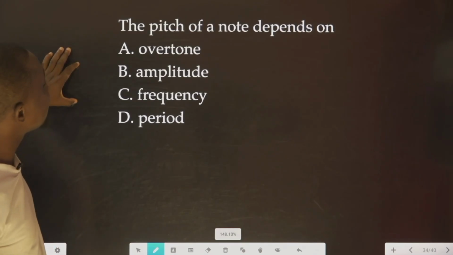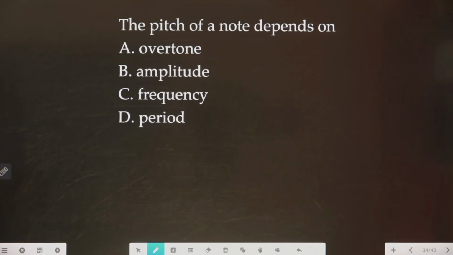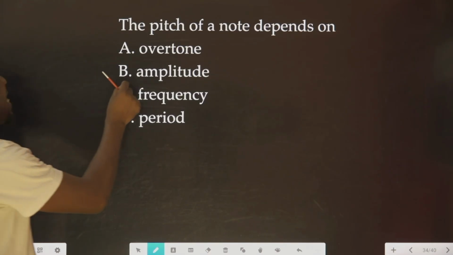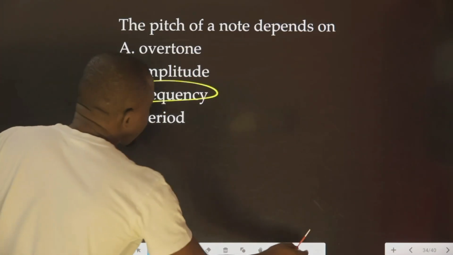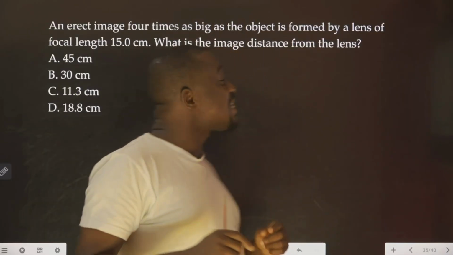Let's look at this. It says the pitch of a note depends on what? The pitch of a note always depends on the frequency. Depends on the frequency. So don't waste your time, okay? Let's look at this. It says what?